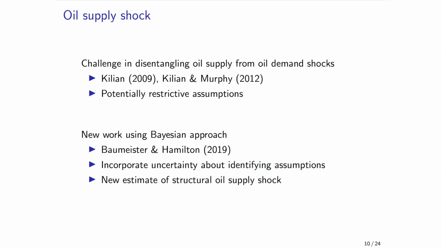Then for the oil supply shock, the key thing that we need to do is we have to disentangle oil supply shocks from oil demand shocks. And there's a long literature in empirical macro on how to do it, with some seminal papers by Lutz Kilian. But there's new work by Baumeister and Hamilton, a paper just published in the AER this year, that uses a Bayesian approach and says that maybe some of the assumptions that were made to separate the oil demand and oil supply shocks were too restrictive. And so they show a framework of how to put more reasonable assumptions on estimating this. So we're going to use that approach to get a measure of the oil supply shock.